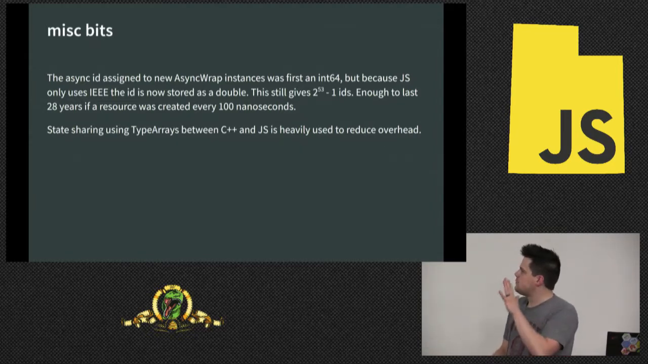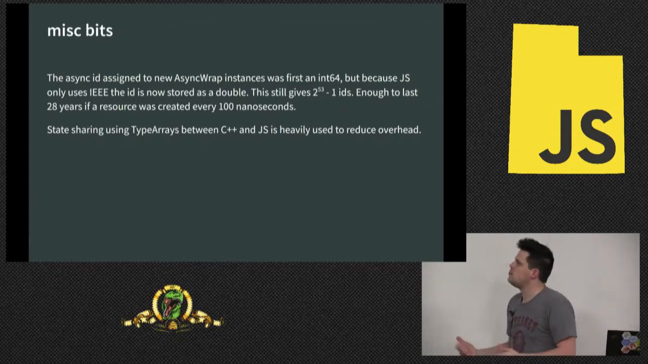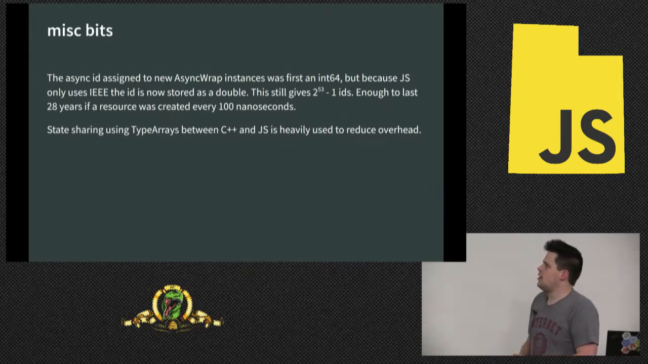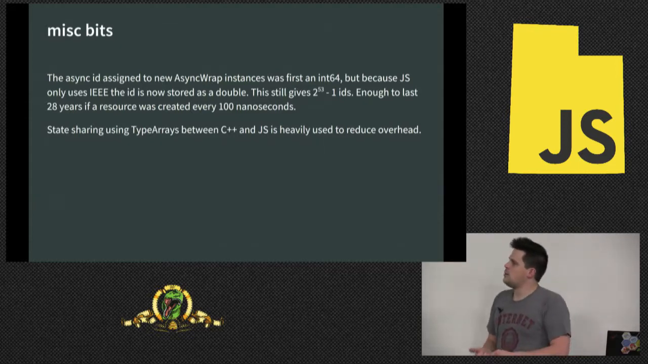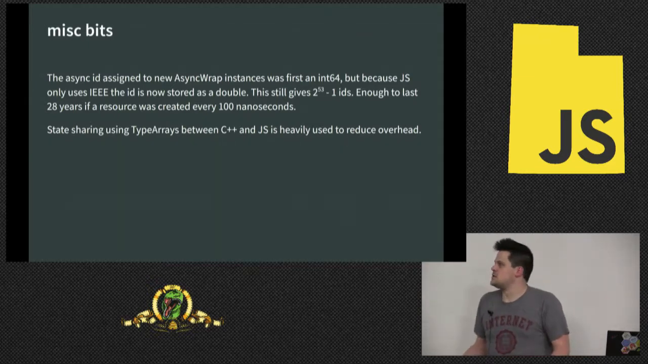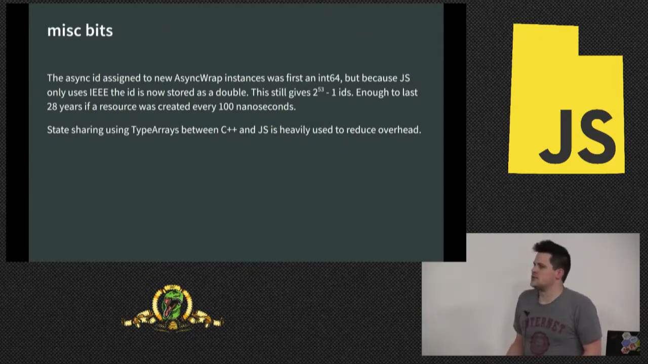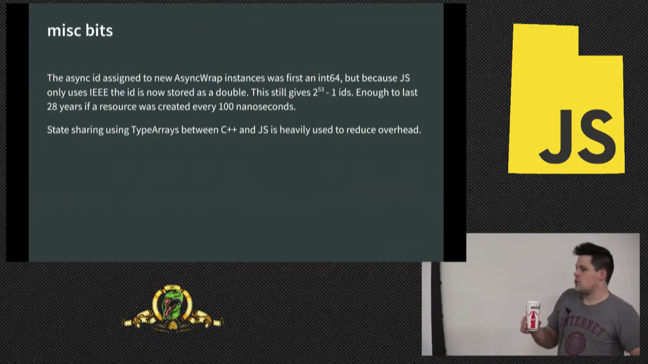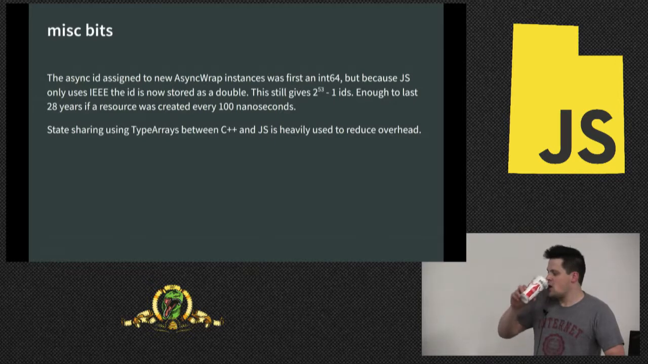So the async ID, when it was first put in, was an int64, which made a lot of sense to me. But then I realized that's pointless because everything in JavaScript is a double. So I changed it to a double, and a lot of people were like, whoa, that's not smart, because you don't have the 2 to the 64. Then I showed them that 2 to the 53 minus 1 gives you 28 years of resource allocations if you allocate once every 100 nanoseconds. And Node can't allocate once every 100 nanoseconds, so you're guaranteed to last at least 28 years. If your process has run for 28 years, I will give you $1 million.